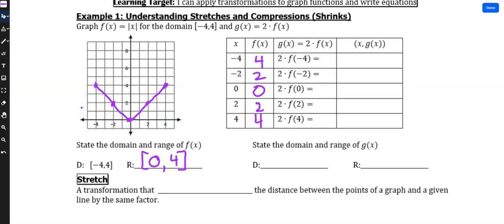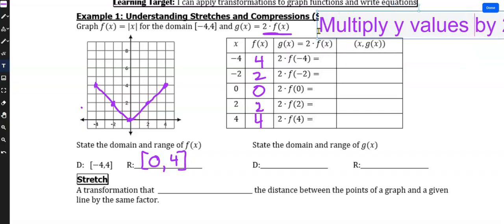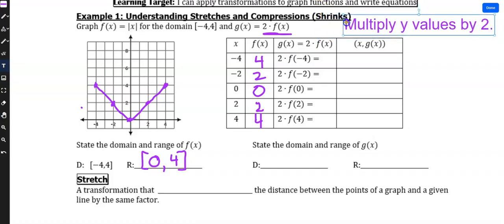What happens when you multiply the y values by 2? Let me type that out. Multiply y values by 2. Yeah, let's do this. Shrink this down.